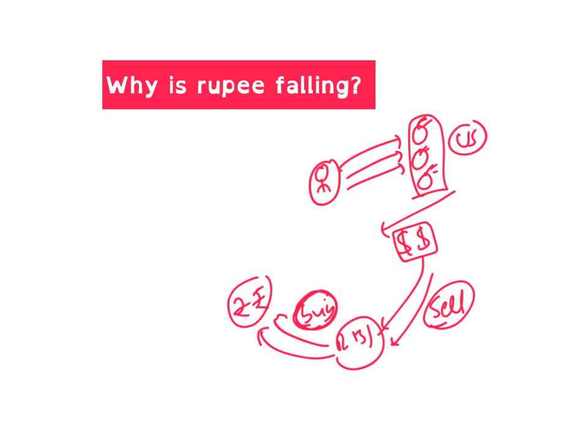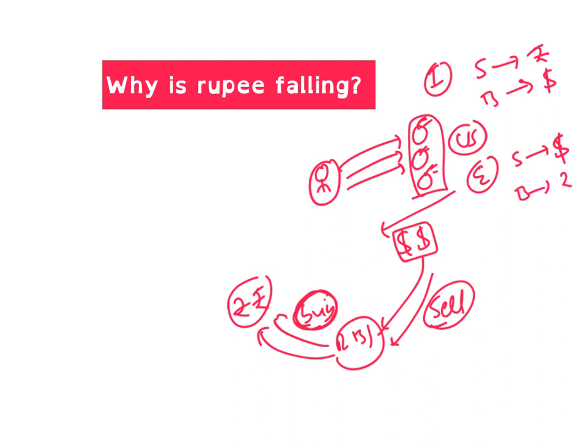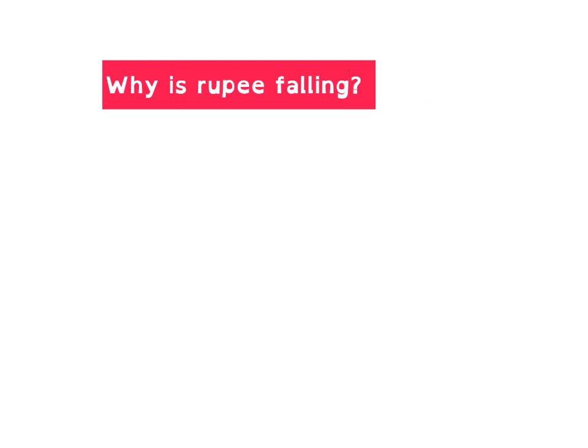I hope you're getting this. So in an import transaction, we are selling rupees and buying dollars. In an export transaction, we are selling dollars and buying rupees, which means export transactions are creating demand for rupees. Import transactions are creating supply of rupees, excess supply of rupees. As we discussed earlier, when the supply goes up, the value goes down. When the demand goes up, the value goes up. This is what we have discussed earlier.